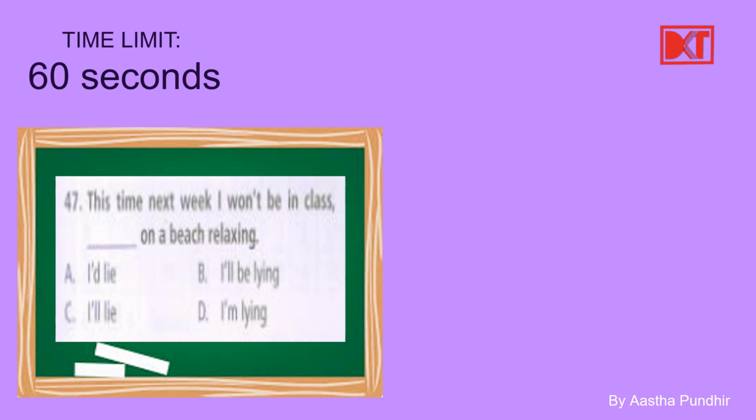Okay, next. This time next week I won't be in class, dash, on a beach relaxing. A, I'd lie on a beach relaxing. B, I'll be lying on a beach relaxing. C, I'll lie on a beach relaxing. Or D, I am lying on a beach relaxing.